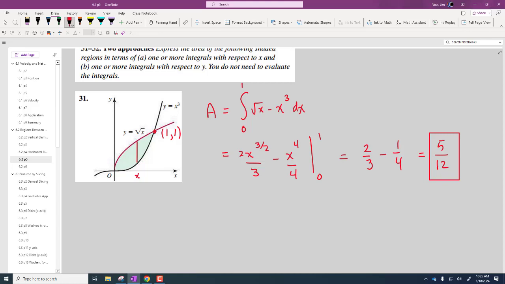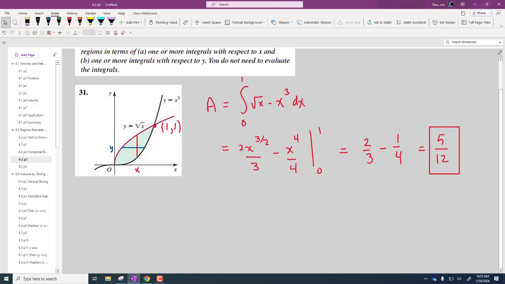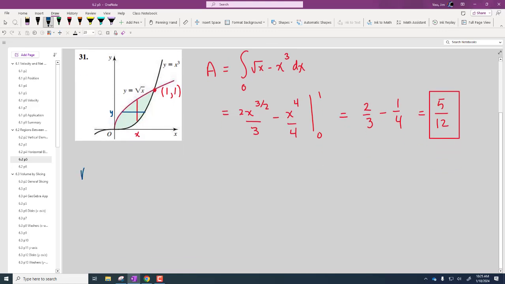Now let's go with the horizontal element. So let's suppose instead we wanted to go with a horizontal element at a random y. We'll get the same answer. Our area, we still are integrating 0 to 1, but the 0 to 1 is on the y-axis, not the 0 to 1 on the x-axis. And then we're going to do right curve minus left curve. The height of our horizontal rectangle is right minus left.